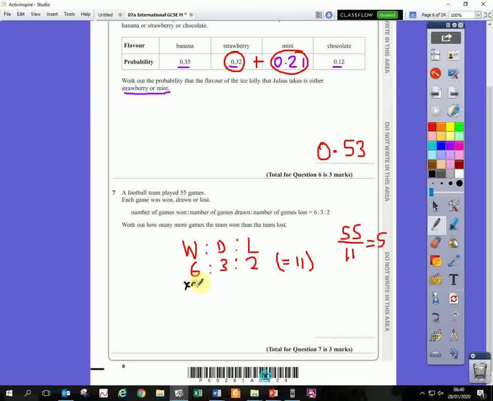So if I want to work out each of these, won, drawn, and lost, I will multiply each of them by 5, because we have 6 parts and 3 parts and 2 parts. So we end up with 30 to 15 to 10. The question says, work out how many more games the team won and lost. So it's the difference between 30 and 10, which is 20.